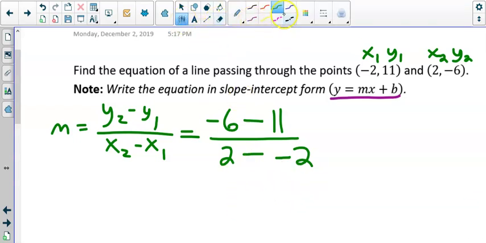So, with that being said, what happens when you have two negatives by each other? It turns positive. Good. So that's really a plus down there. So on top, what is negative 6 minus 11? Negative 17. Good. What is 2 plus 2? 4. And of course, you should always check and make sure, can my slope reduce?